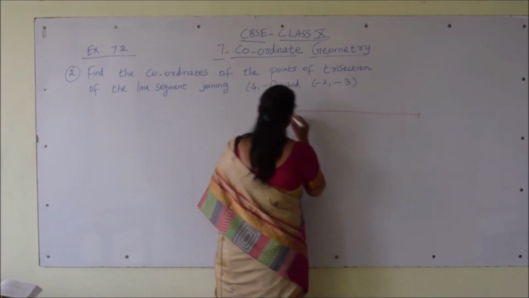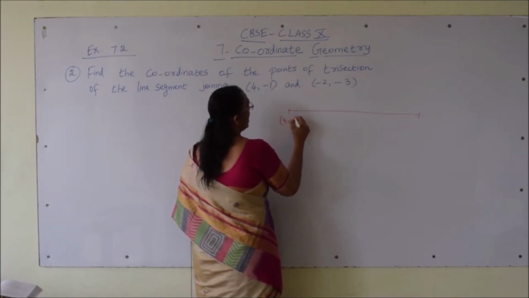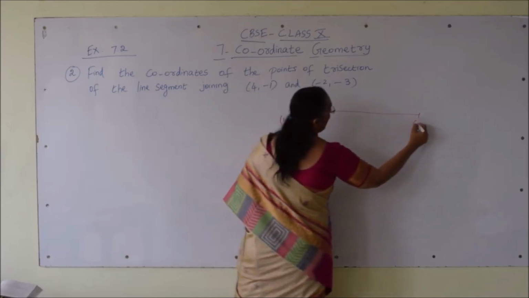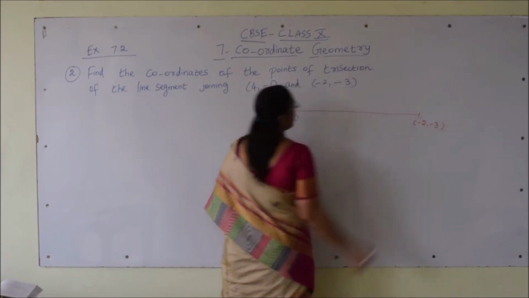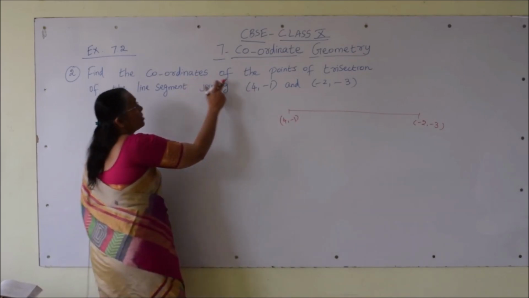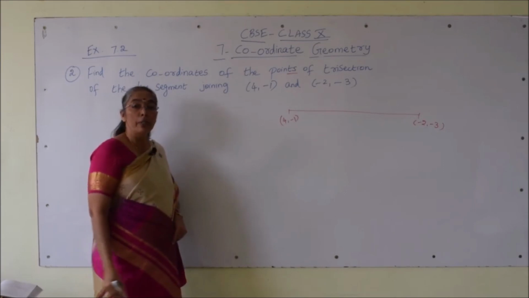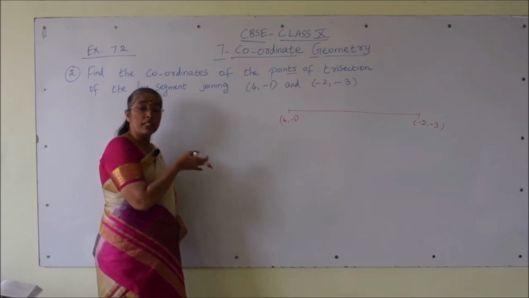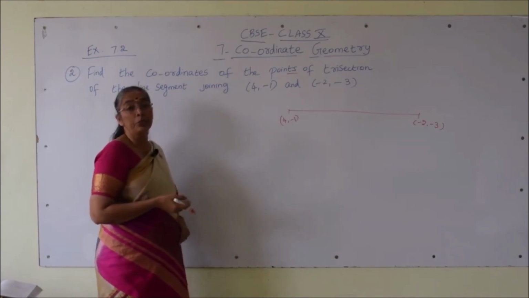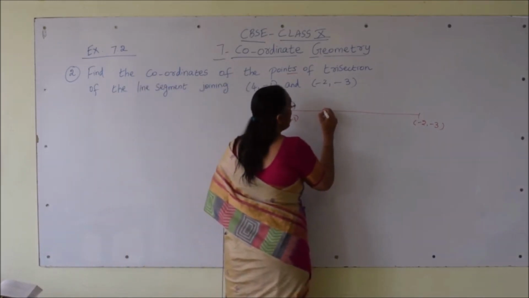Let us understand what it means by trisection. Given the points 4, -1 and -2, -3 as the endpoints, find the coordinates of the points of trisection, that means the points which divide the given line segment into 3 equal parts. That is the meaning of trisection.